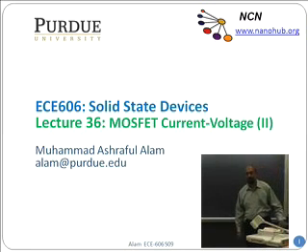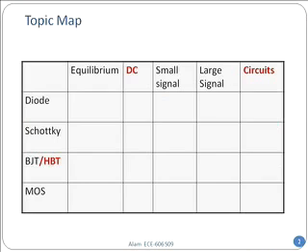Okay, so let's get started. Today we'll be talking about MOSFET current voltage characteristics and some advanced topics of it. This is lecture 36 of solid state devices. And today we'll be talking about the DC characteristics of MOSFET. As you realize, these are IV characteristics, or current voltage characteristics.